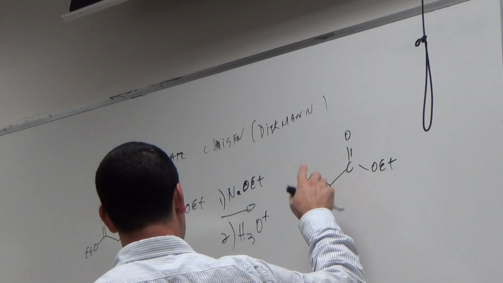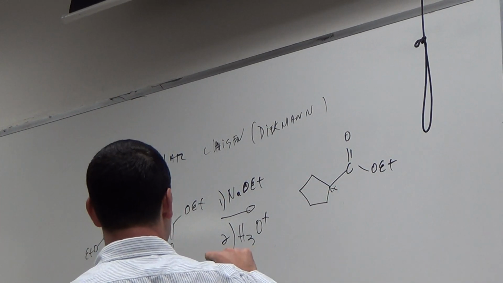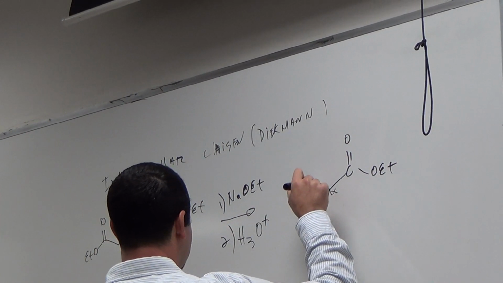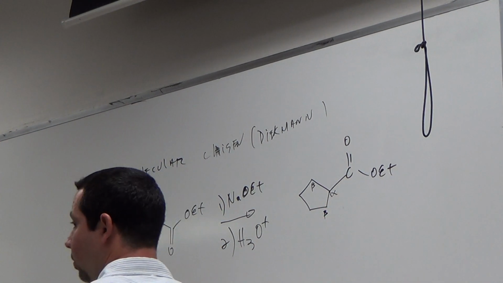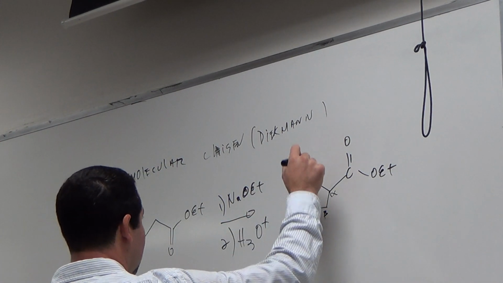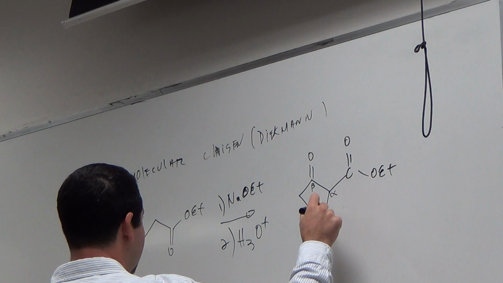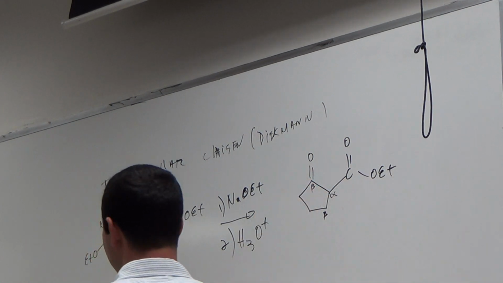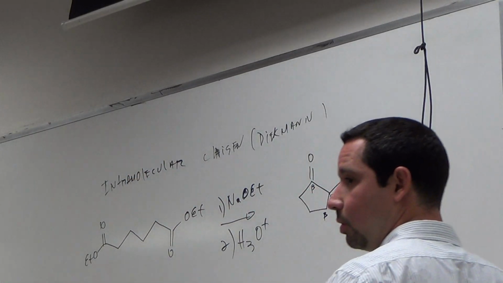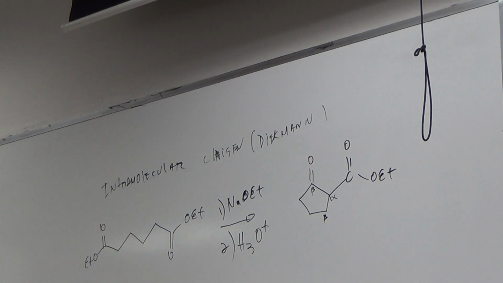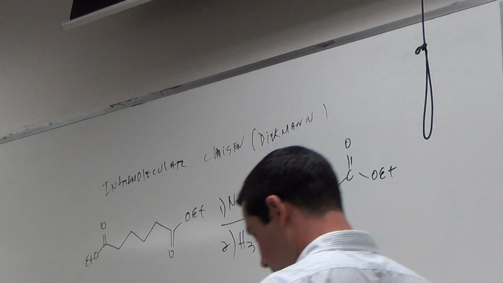Okay? And the other one is going to be where? On the beta carbon. This is beta and this is beta, yes or no? So I could either put the carbonyl here or I could put it down here. This is 1, 2, 3, yes? Yes or no? Yes. Oh, okay.